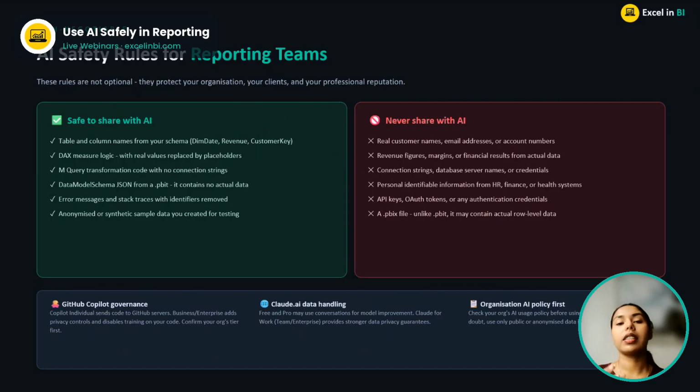Then the last important thing is the PBIX file. You should know the difference between the PBIX file and the PBIT file. PBIT is a template. It only includes the report layout, so that is safe to upload to AI. But a PBIX file actually contains the data, the real client names, the customer names, the real actual figures. So never share a PBIX file with AI. That's really risky.